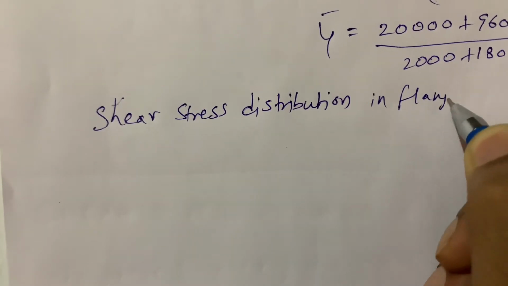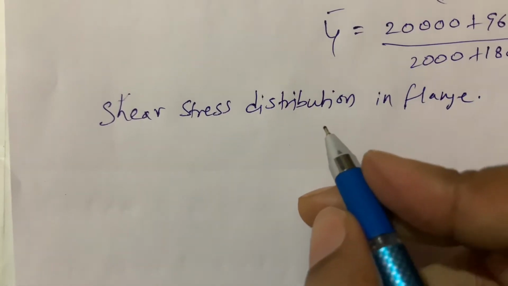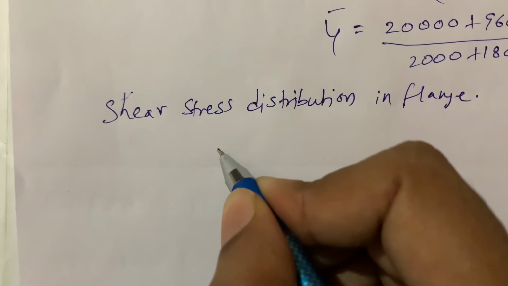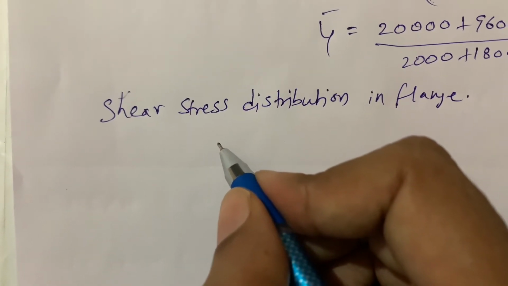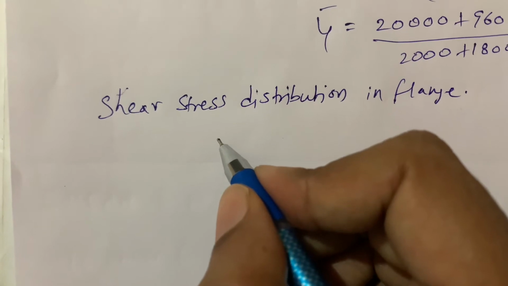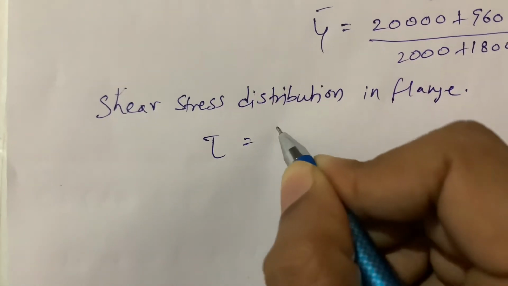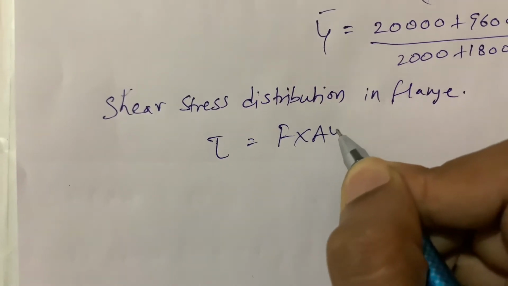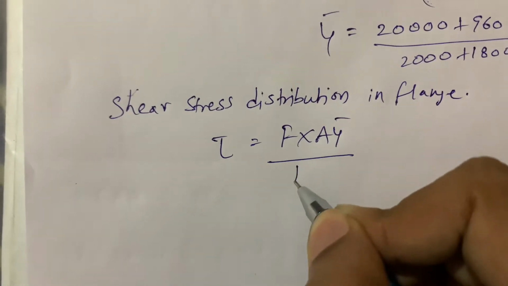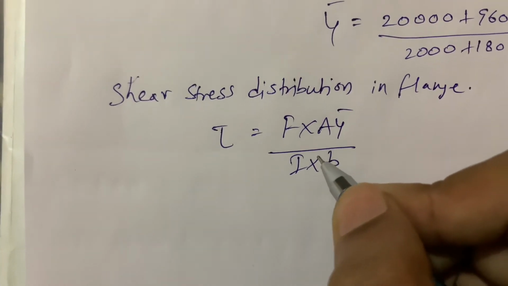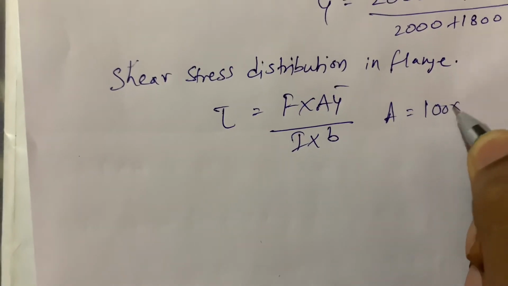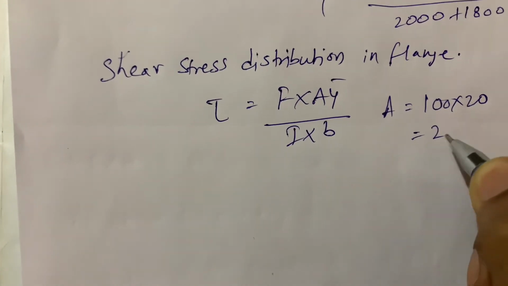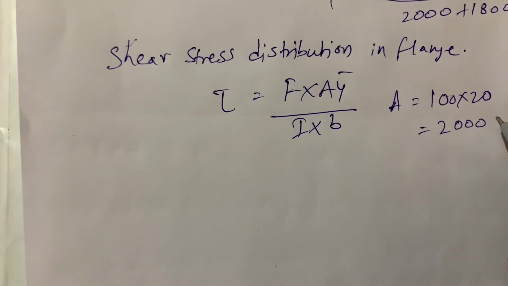Distribution in flange. Okay, our formula is, as told in the question, the shear stress in the flange just at the junction of the flange and web is given by tau equal to F into A into y bar by I into B. Okay, so A value we know, 100 into 20, that is 2000 mm square.